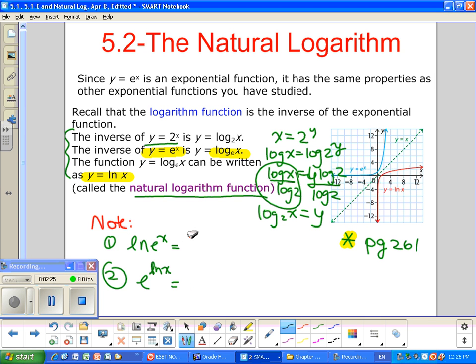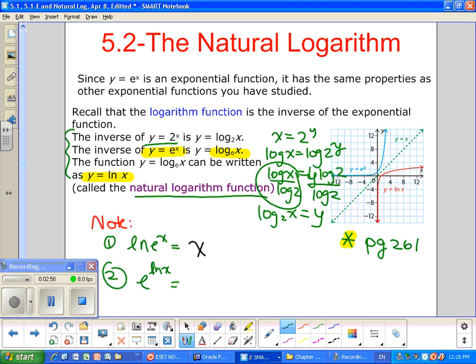So if we have ln of e to the x, what happens when you have two things with the same base? So this has the same base as this. What does it have to equal? It has to equal just the exponent. So the ln base, which is really a log base e, and it has an e put in, so it has the same base with the ln and the same base with the exponential. They're inverses of each other. So those cancel out, and you're left with just the x.